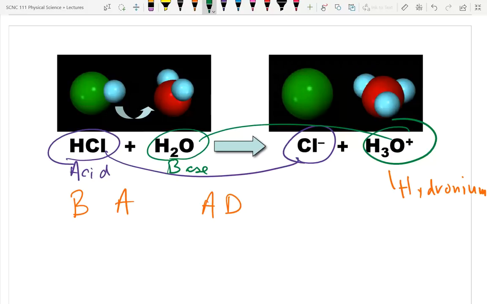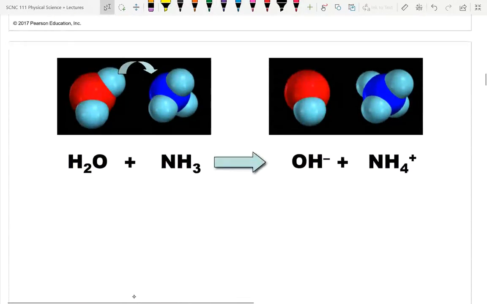Water doesn't have to be a base. Water can be both a base or an acid, depending on your situation. Hydrochloric acid is a very strong acid. Like I said, it's one that you certainly would not want to mess around with. It will damage you.